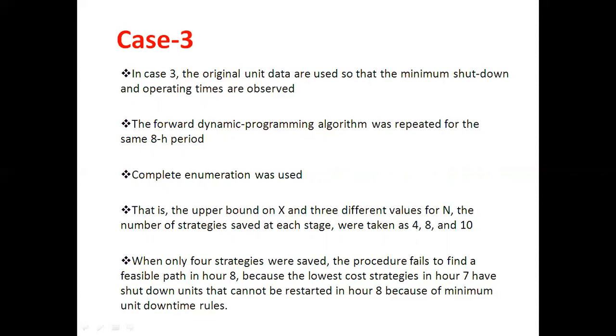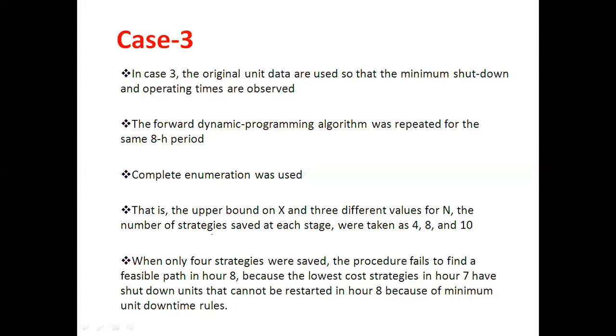And when only 4 strategies were saved, the procedure fails to find a feasible path in hour 8 because the lowest cost strategies in hour 7 have shutdown units that cannot be restarted in hour 8 because of the minimum unit downtime rules that we have already seen, that if unit 2 is shut down at 6 hours, it cannot be turned on in 8 hours.